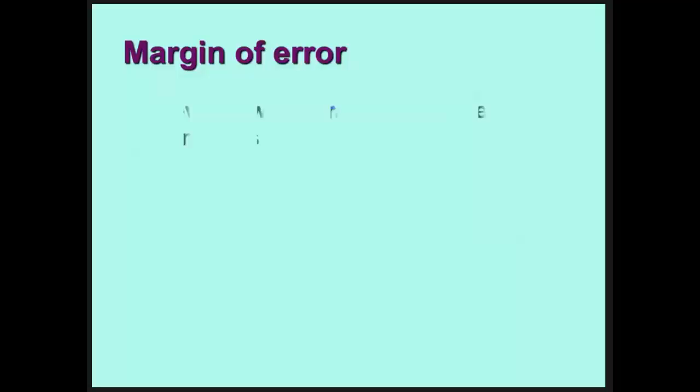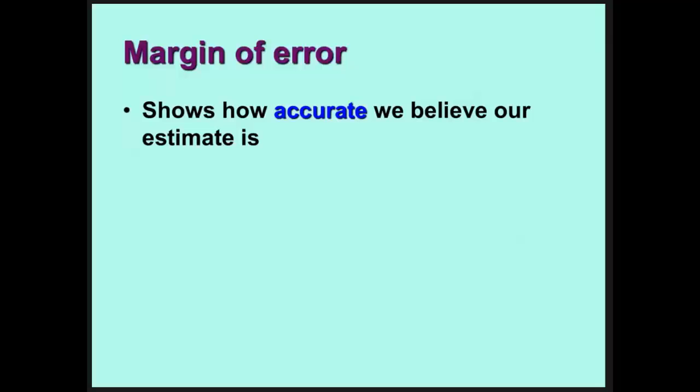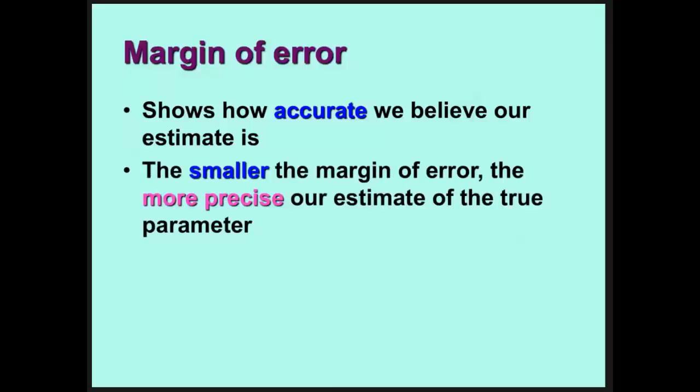The margin of error is a measure that shows how accurate we believe our estimate to be. So it's not a statement of confidence per se. It's a statement based on some numbers that we actually calculate. The smaller the margin of error, the more precise our estimate is of the actual population parameter. A lot of times if you're watching political polls, they'll say we believe this candidate has 70% of the voter confidence plus or minus 2. That plus or minus 2 is what we're talking about here.